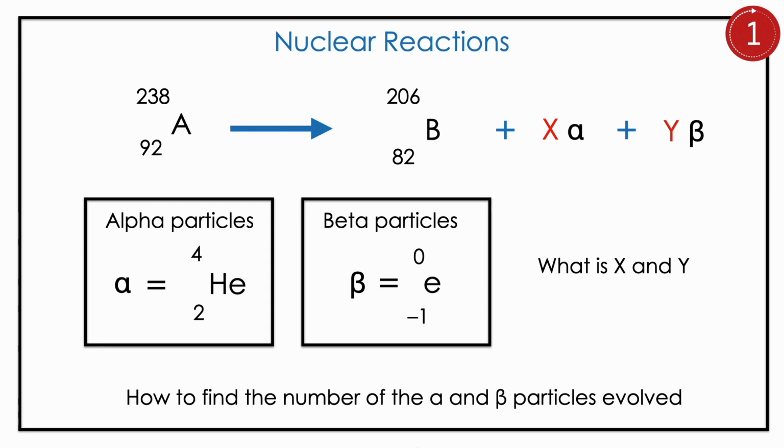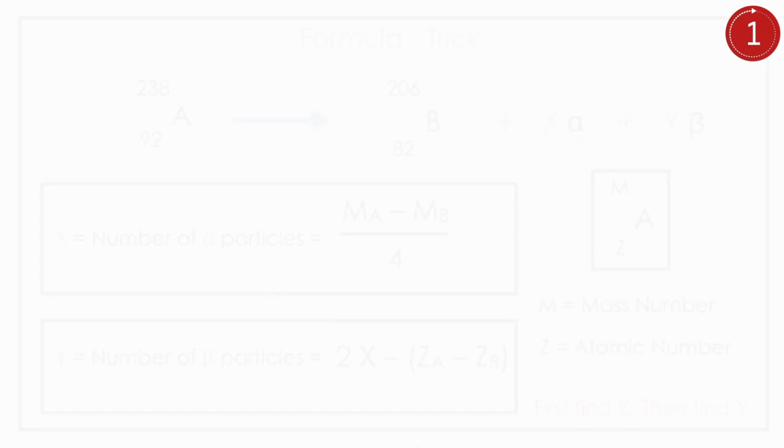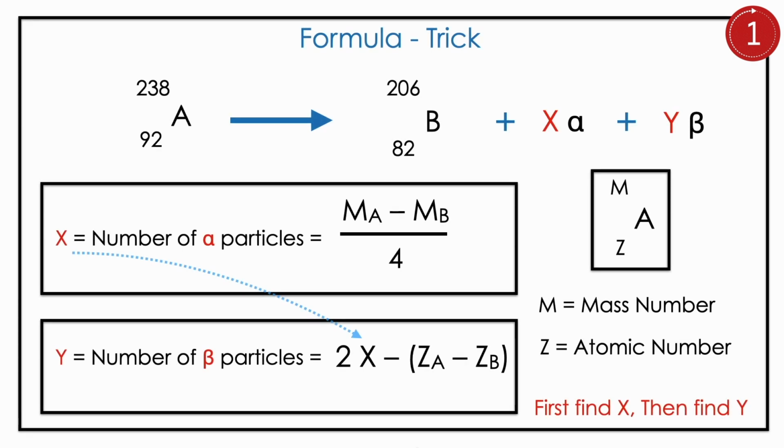How can we count how many alpha and beta particles evolved in the reaction? We are going to see a formula and solve it with an example. Here is the formula for x and y, that is, how many alpha and beta particles can be found through a formula. x means the number of alpha particles, which is equal to mass of A, the mother nucleus, minus mass of B, the daughter nucleus, whole divided by 4.